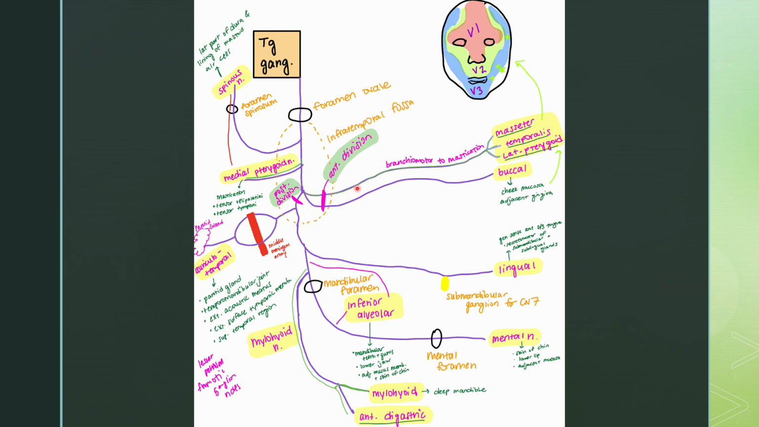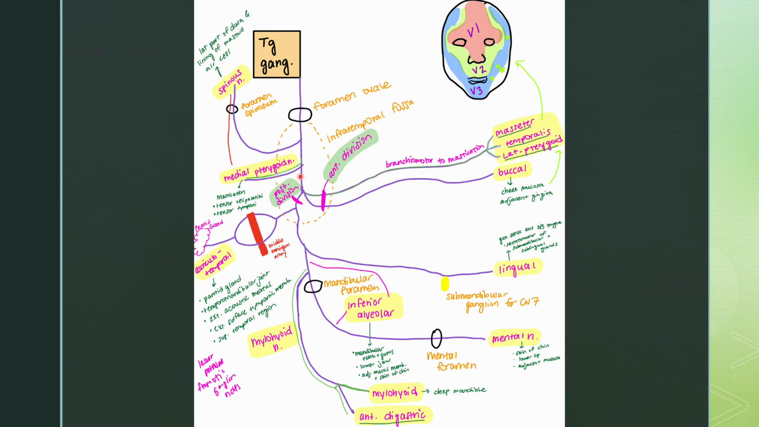And then it gives off 3 different branches that I've just drawn like a pitchfork to where it's just one line. And then it breaks off for motor innervation of the masseter, the temporalis, and the lateral pterygoid. And so that's just the motor. And that's the whole anterior division. The buccal, and then the masseter, temporalis, and lateral pterygoid motor.